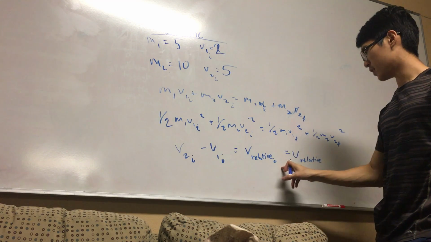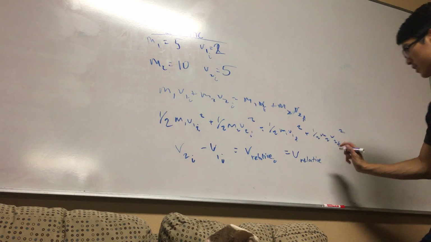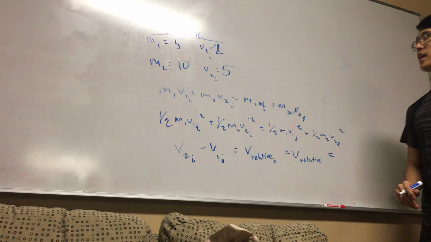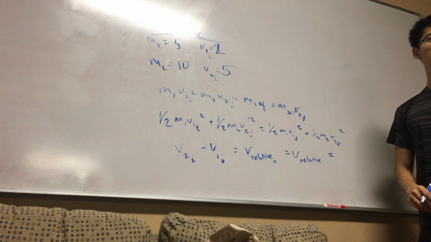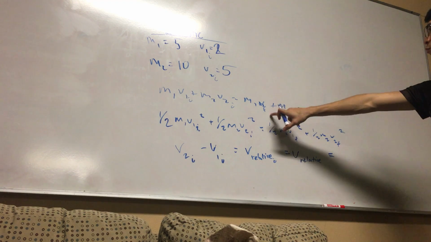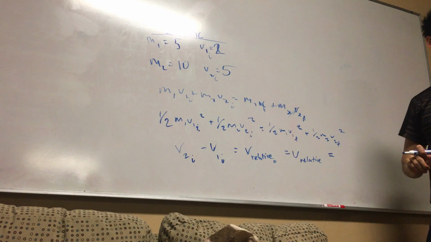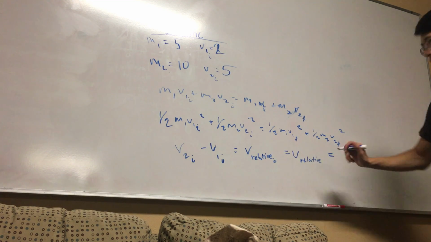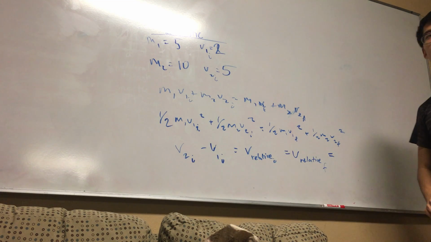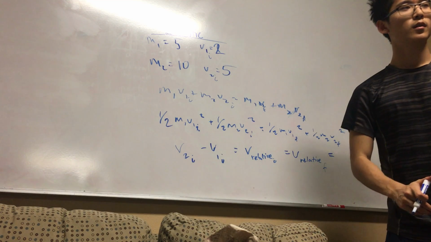So remember this, and it's going to be really easy for you to calculate, because what's the relative velocity after the collision? It's 3, in terms of v1 final and v2 final. Wait, I'm confused about this part. We never learned the relative velocity equation.